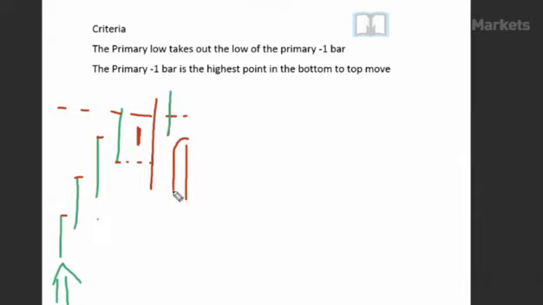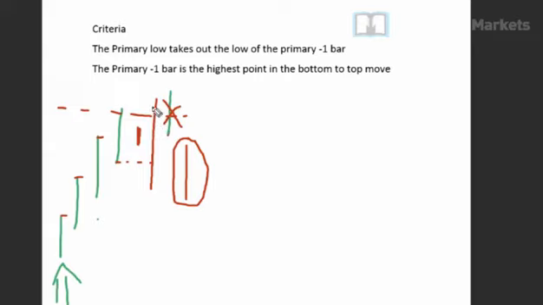Well, we already know this last one is a primary because it takes out the low of the previous bar, which is the primary -1, and the primary -1 is the highest point of the bottom to top move. What about anything else? Well, the up bar is definitely not the highest point in that bottom to top move, so we can cross that out.